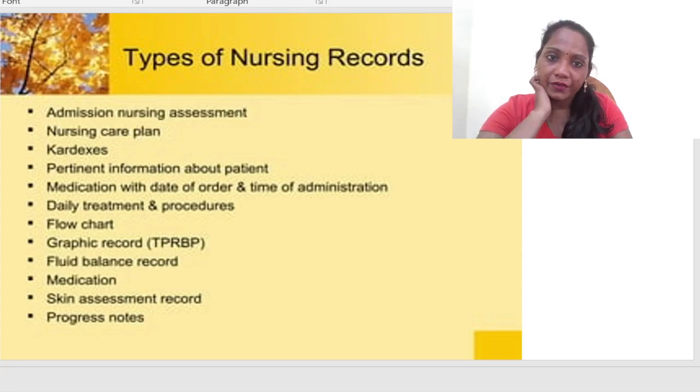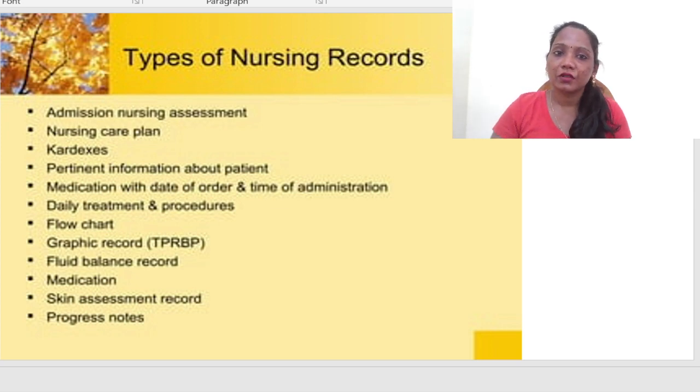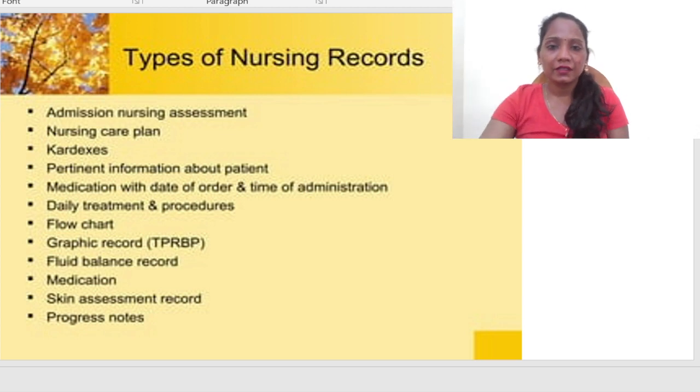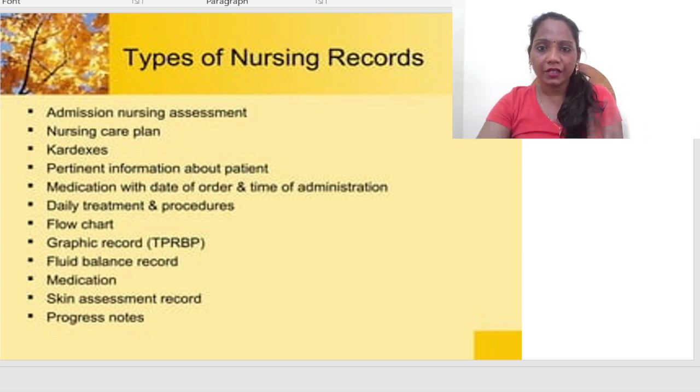Let's start the topic from the documentation and reporting. What are the types of nursing records there are? When we see here, there are always different records we are using in the hospital setup. Among that, the commonly used records we are discussing here are the types of nursing records.